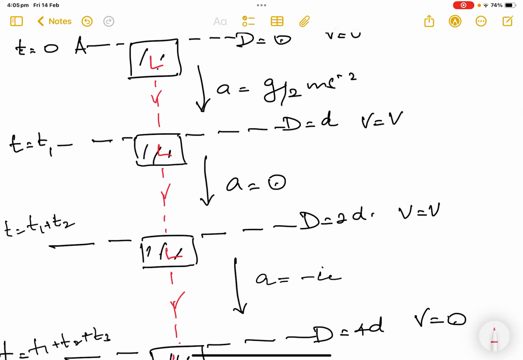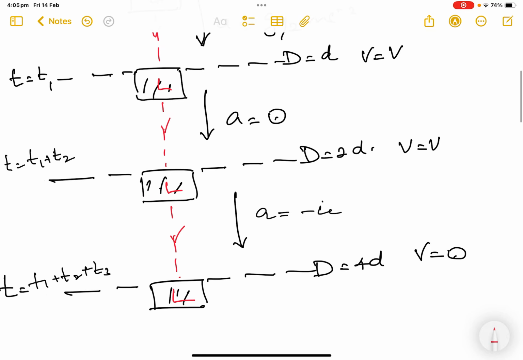Then it travels with that velocity. So the attained velocity v is a constant velocity, so the acceleration is 0, and it travels for another time, which is t2. So the total time from the beginning is t1 plus t2. And the distance is now 2d, because it travels another d at constant speed.